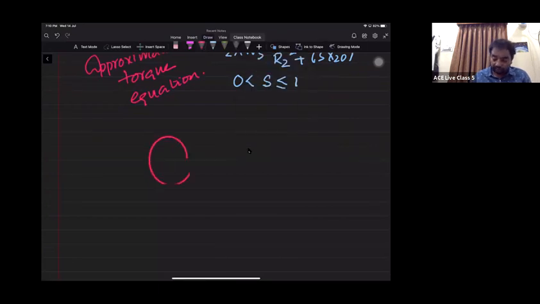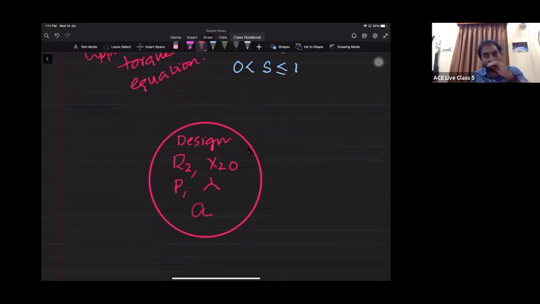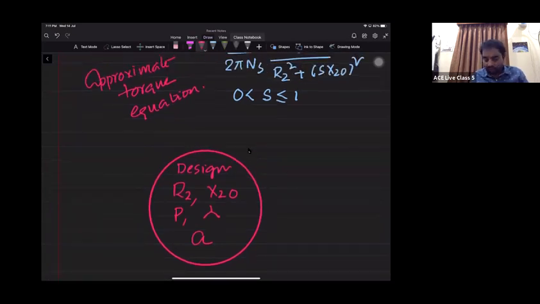See, one is the design parameters. What are those? R2, X2 naught, poles, the star or delta connection, stator to rotor turns ratio. So these are the design parameters. If you want to vary any of your motor parameters by varying these, this has to be done only during the design stage. Once the design of the motor is over, you cannot change those values. Why? Because the design is over.